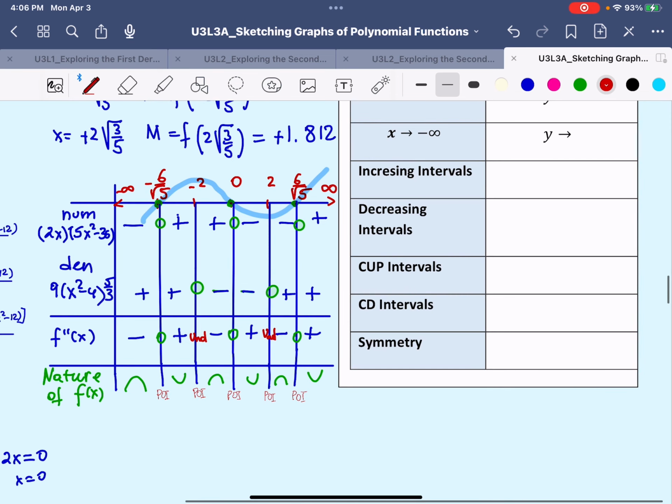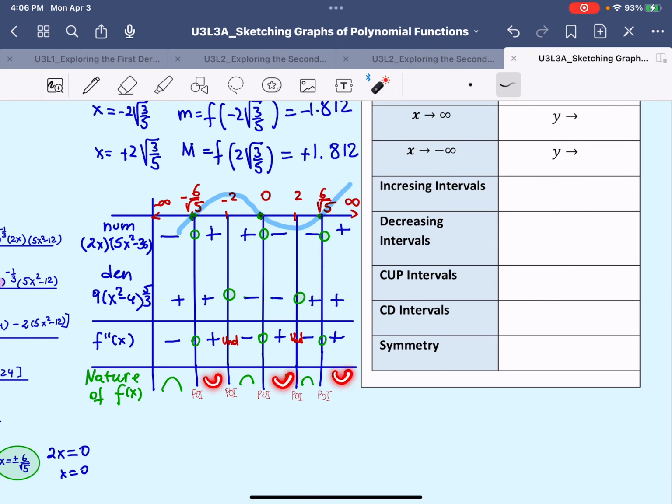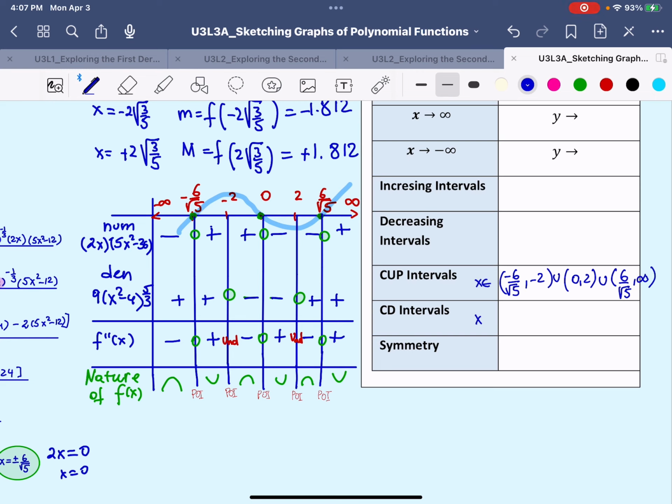So the concave up intervals will be for the x values between, so these are all the concave ups, so 3 of them: negative 6 root 5 over 5, comma, negative 2. And then concave up again from 0 to 2. And concave up again will be from 6 root 5 over 5 to infinity. The concave down intervals will be between, let's take a look, negative infinity and negative 6 over root 5. It will continue again here with negative 2 to 0. And lastly, we'll have concave down from 2 to 6 over root 5.